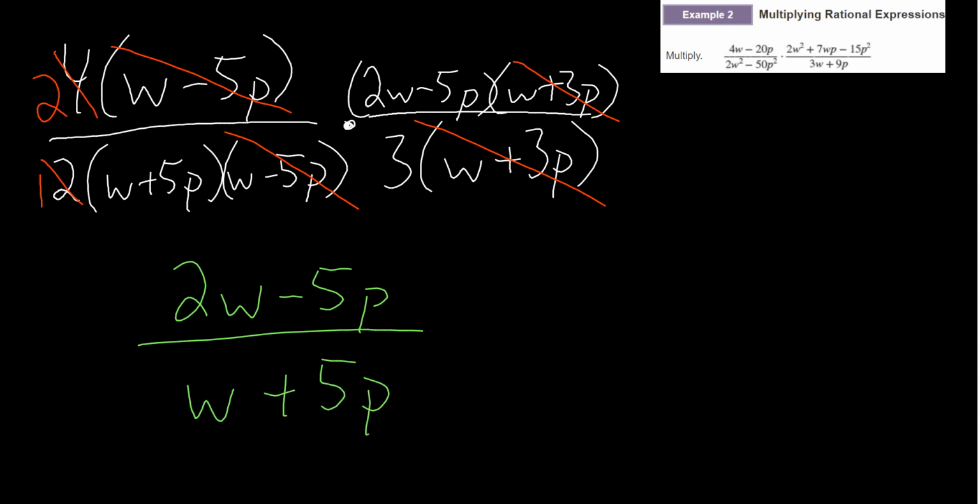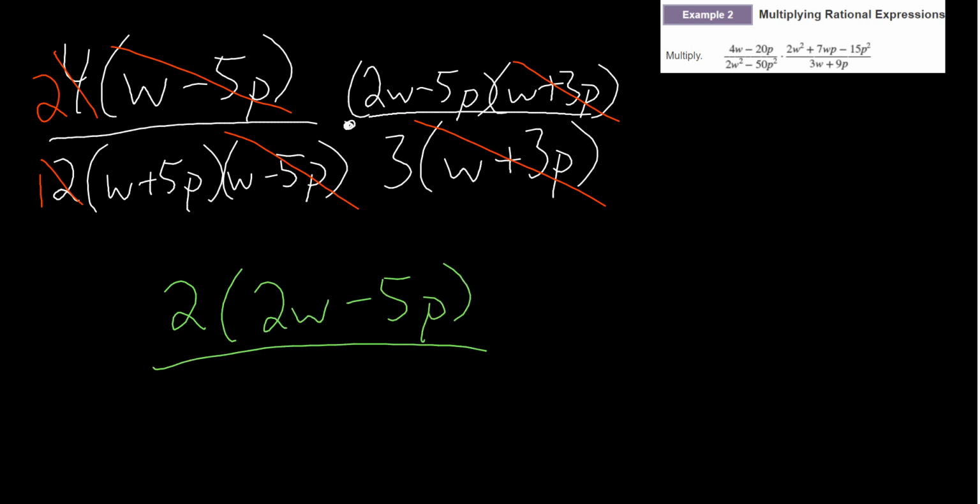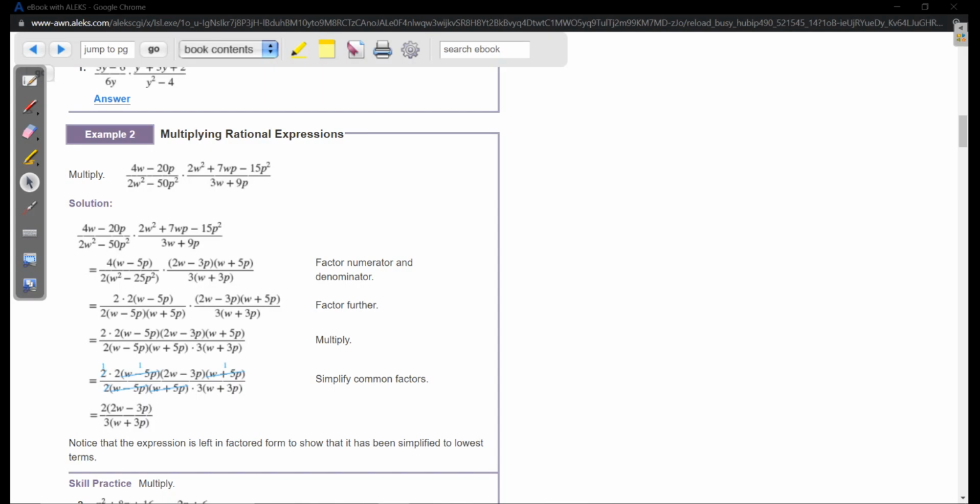W plus 5p. Oh, I forgot my 3 over there. This 3 here. I forgot my 2. Okay, got ahead of myself. Okay, so I've got a 2, and then 2w minus 5p. That's my numerator, so I took care of the 2 there, and then this, so that's good. All right, and then I've got a 3, so 3w plus 5p, and w plus 5p. And that's what we have here.